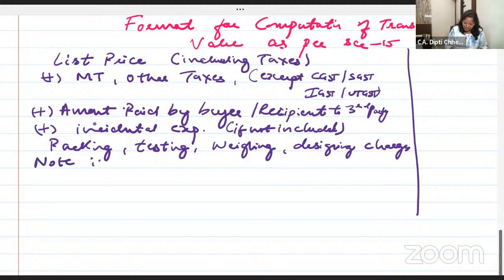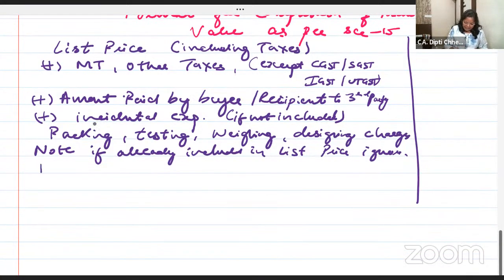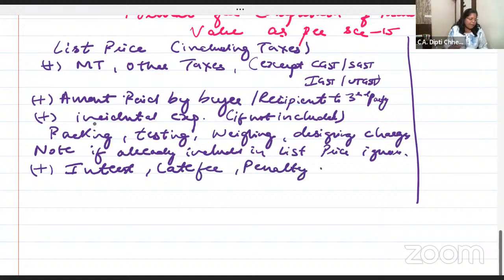Note, if already included in list price, ignore. Already in the list price, the packing, designing charges are included. Leave it, ignore. Next is add interest, late fee, penalty. Add that also.